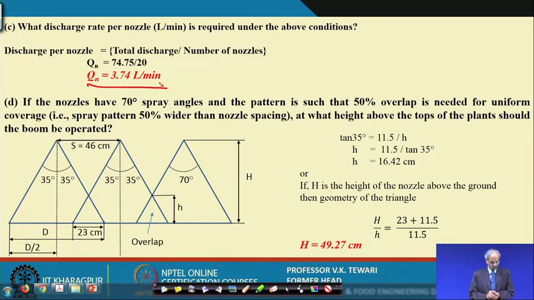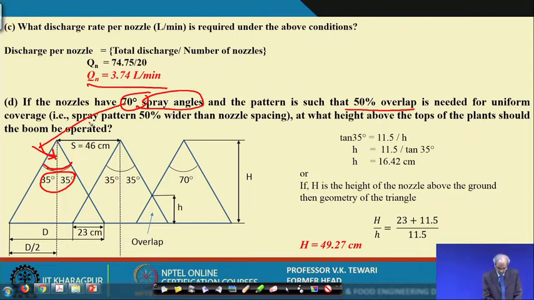Discharge per nozzle. Then if the nozzles have a 70 degree spray angle, this is called the spray angle. You can see this is the angle which is known as the spray angle, about 70 degrees. The pattern is such that 50% overlap is needed for uniform coverage.